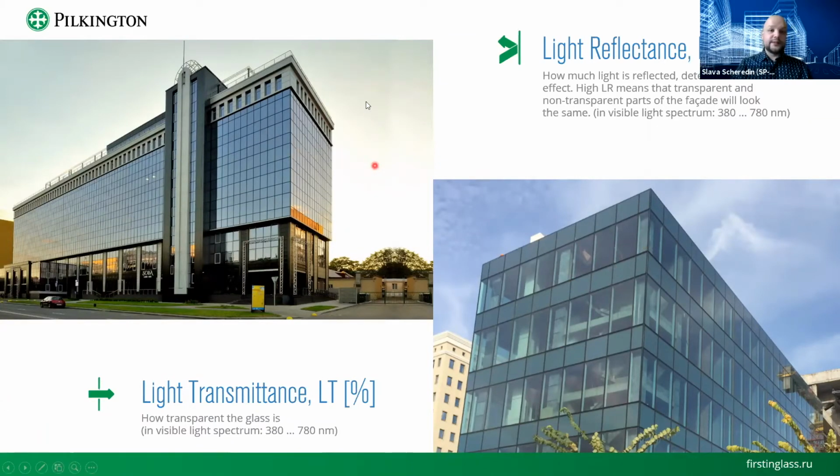Directly opposite is our very dark glass, Suncool, and this is the Academy Business Center in Minsk. Here is Suncool 30.16, the darkest glass in our arsenal. And here you can see that transparent zones and non-transparent zones almost exactly match, because light reflectance is higher and light transmittance is much lower. So dark reflective glass helps you to create a uniform facade.